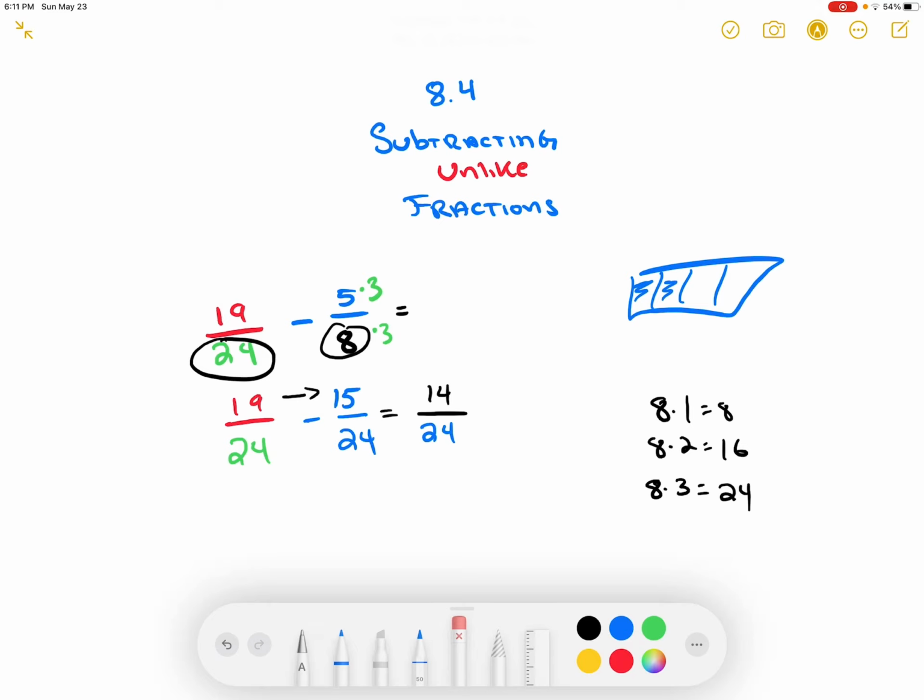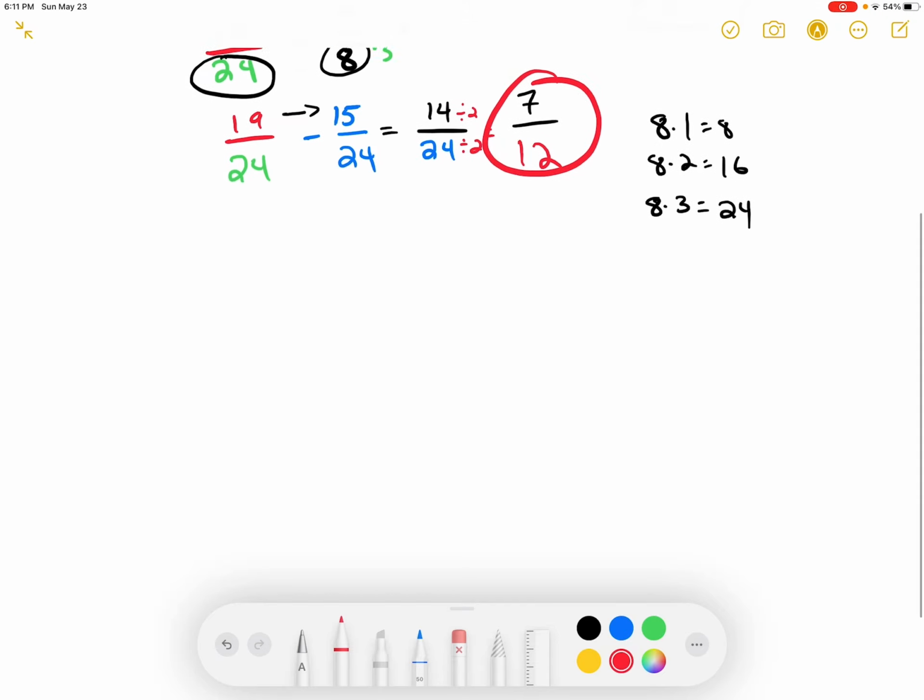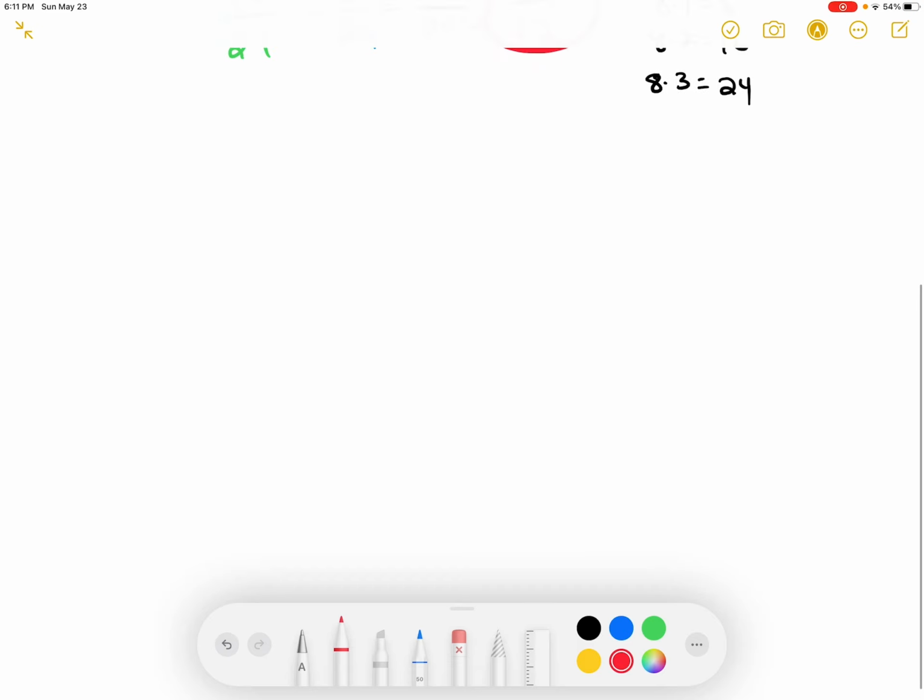They're both even numbers, and they can both be divided by 2. So to reduce this, I'm going to divide by 2, divide by 2. What I do to the top, I must do to the bottom. 14 divided by 2 is 7. 24 split into 2 is 12. And then 7 and 12 have no common factors that I know of. And so that's it. 7/12. 19/24 minus 5/8 is 7/12.